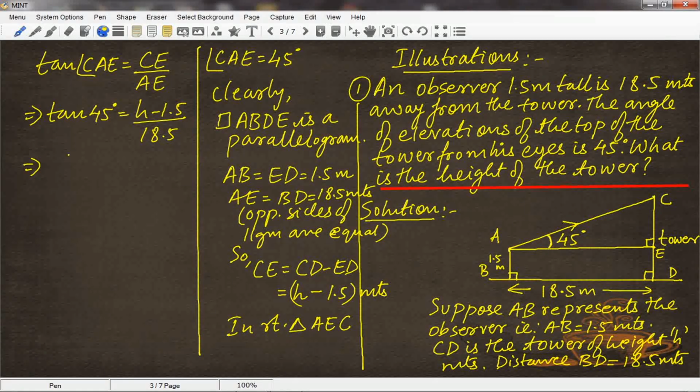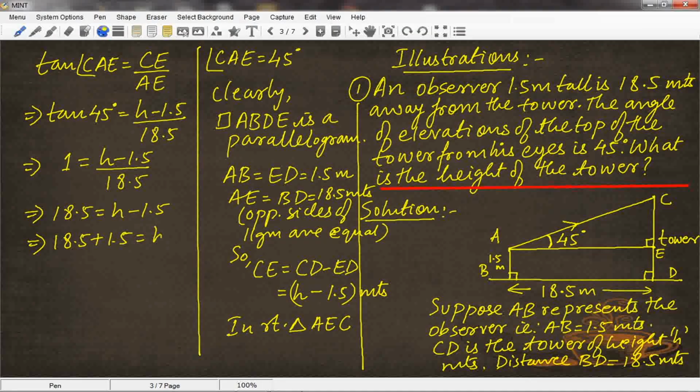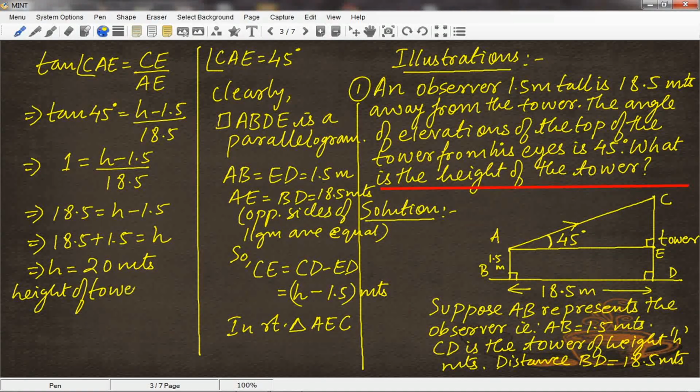Tan 45, as you know by the value chart, it is 1. 1 is equal to H minus 1.5 upon 18.5. So 18.5 will be equal to H minus 1.5. So 18.5 plus 1.5 will be equal to H. So H is equal to 20 meters. So what is the height of the tower? Height of tower is equal to 20 meters. So that is the answer. This is one illustration on height and distance.